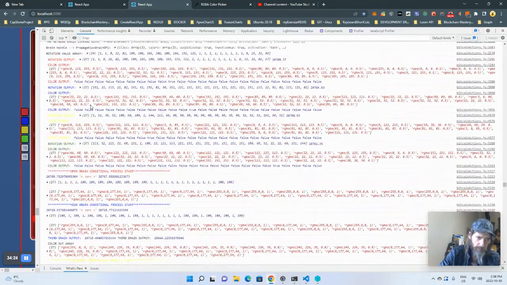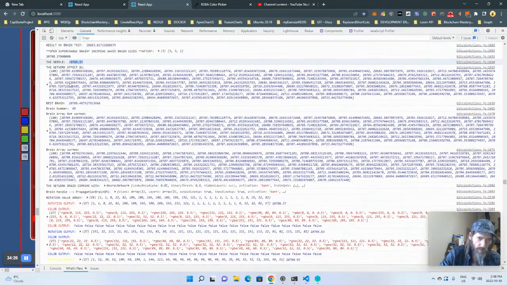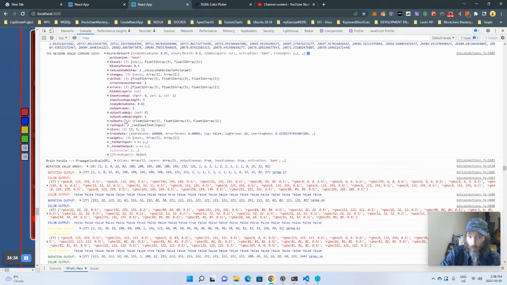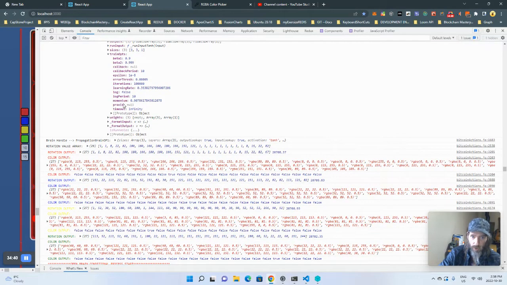And before I go, where's my neural network? Too much stuff. There it is. What I want to know is my training data, those two random factors, learning rate, momentum. That was the random that was pushed. And this is the winning brain with that learning rate and that momentum for that tick. Interesting, right?